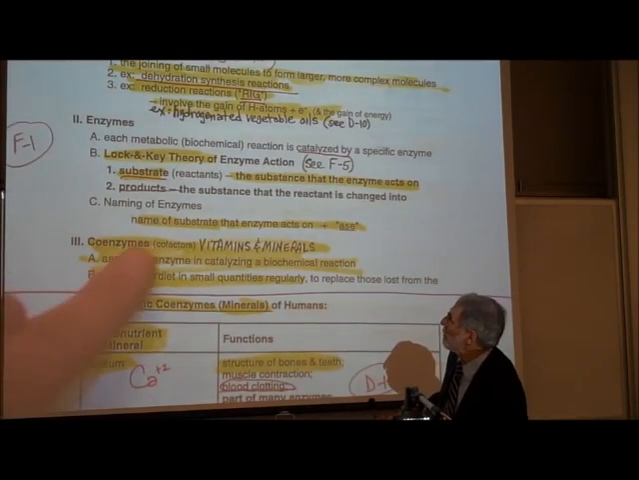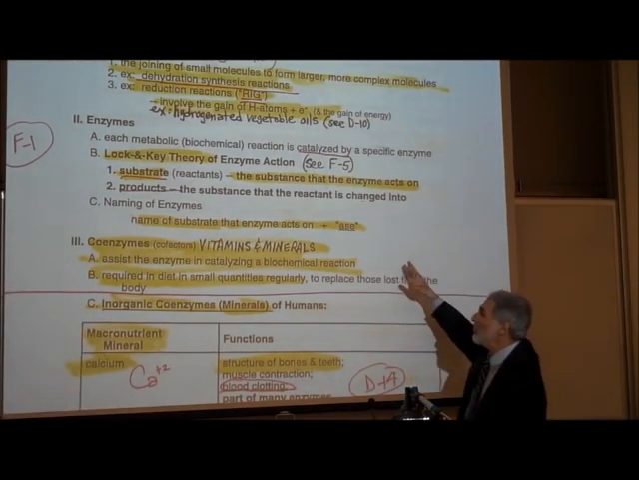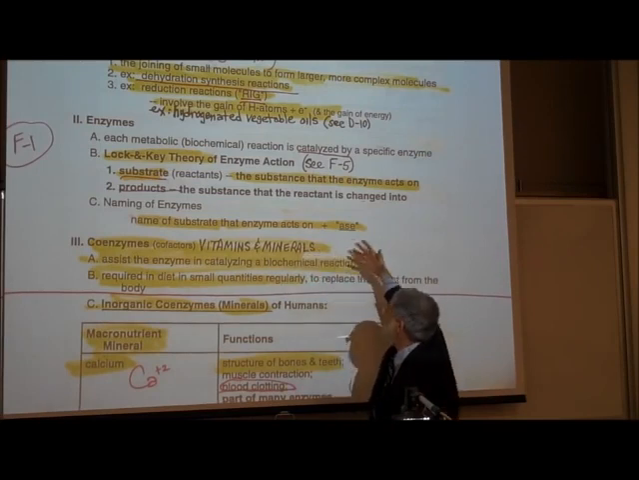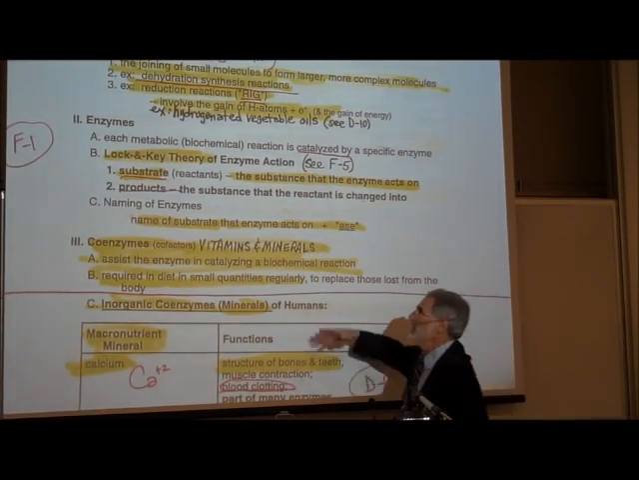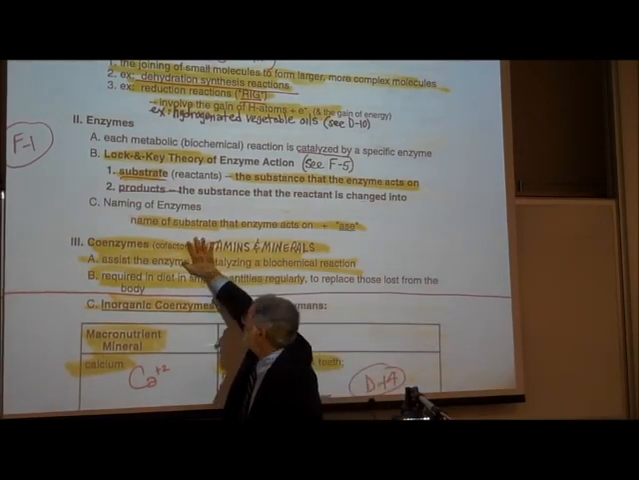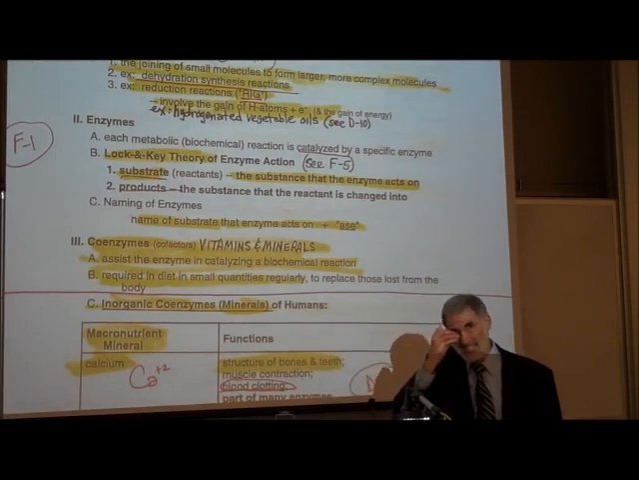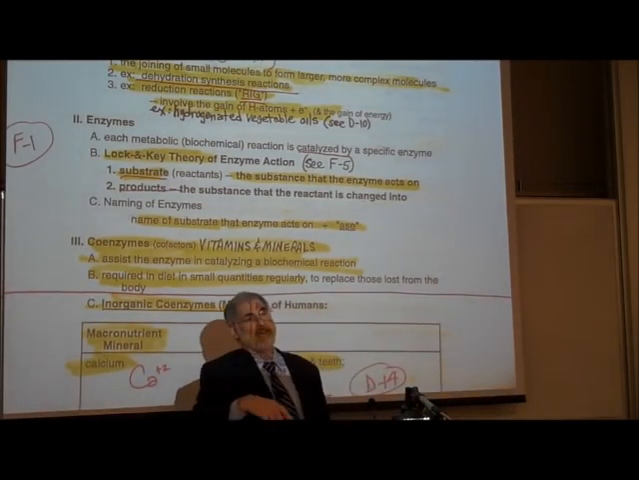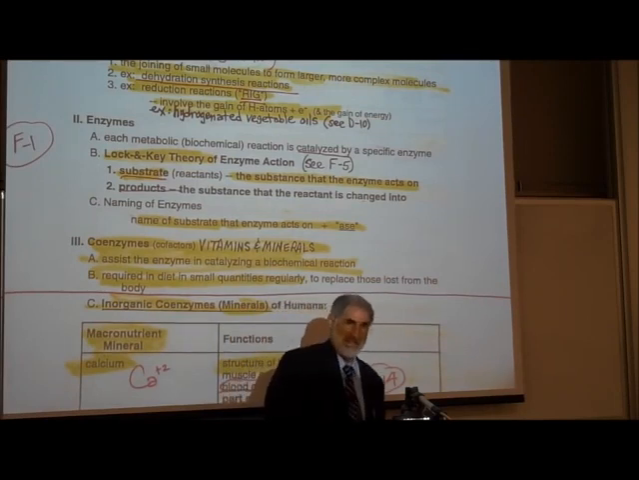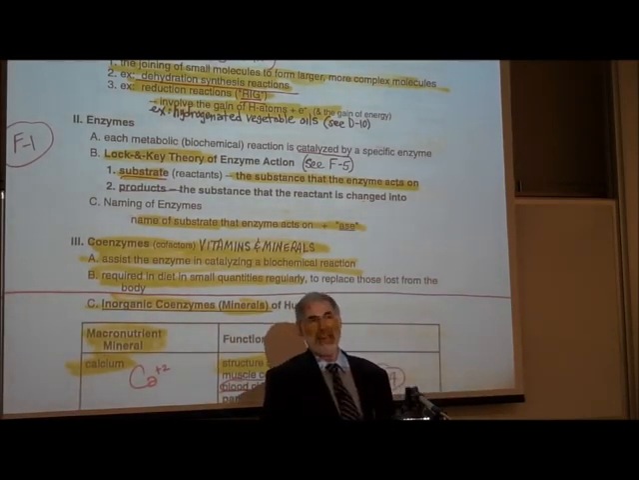The substrate or reactant is what the enzyme attaches to and acts on. The product is what the reactant or substrate is changed into. And when we name enzymes, we usually take the name of the substrate and just add the ending -ase. So if the enzyme acts on sucrose, the name of the enzyme is sucrase. If the enzyme attaches to lactose, the name of the enzyme is lactase.